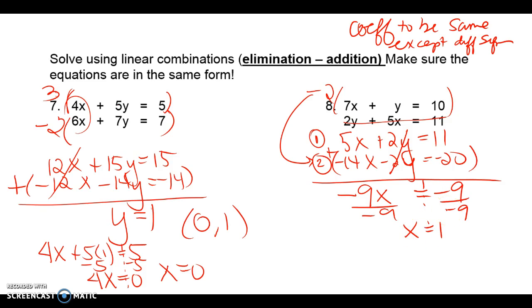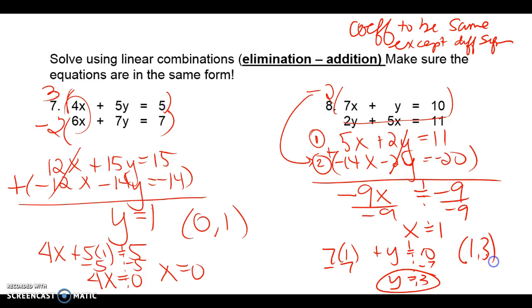All right. Now I can go into either of these equations up here and figure out what y is. So I'll use the first one. 7 times 1 plus y equals 10. Subtract 7, y equals 3. So my answer here is 1, 3. And it is always good to check your answers. For instance, I used this first equation to find the y, didn't I? So therefore, I could use this equation to check, because I hadn't used that one yet. Or I've used it in combination, but not by itself.